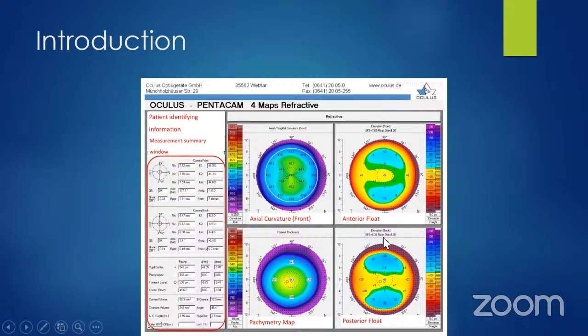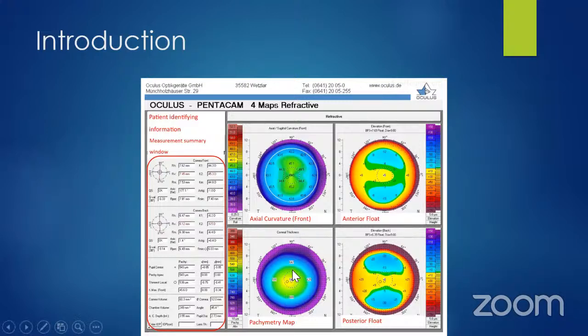In the posterior float, if any of the elevation points is more than the best fit sphere by around plus 15 to 16, that's when you start thinking that it could be an ectatic cornea, because that means it's going so much steeper than the best fit sphere that you were able to fit. Okay.